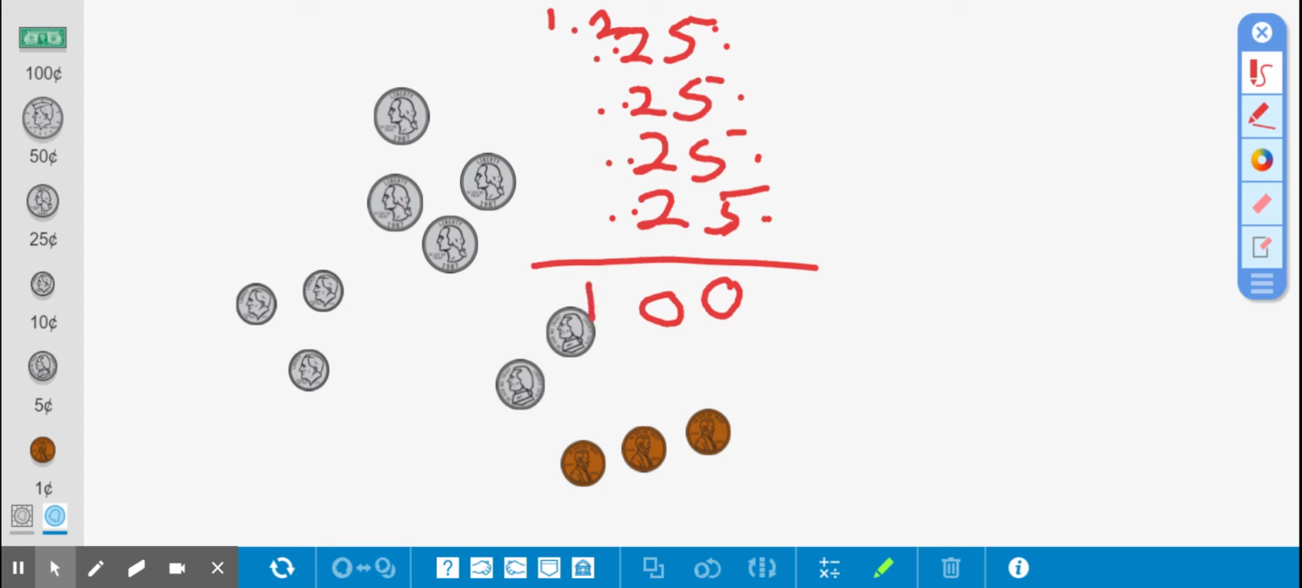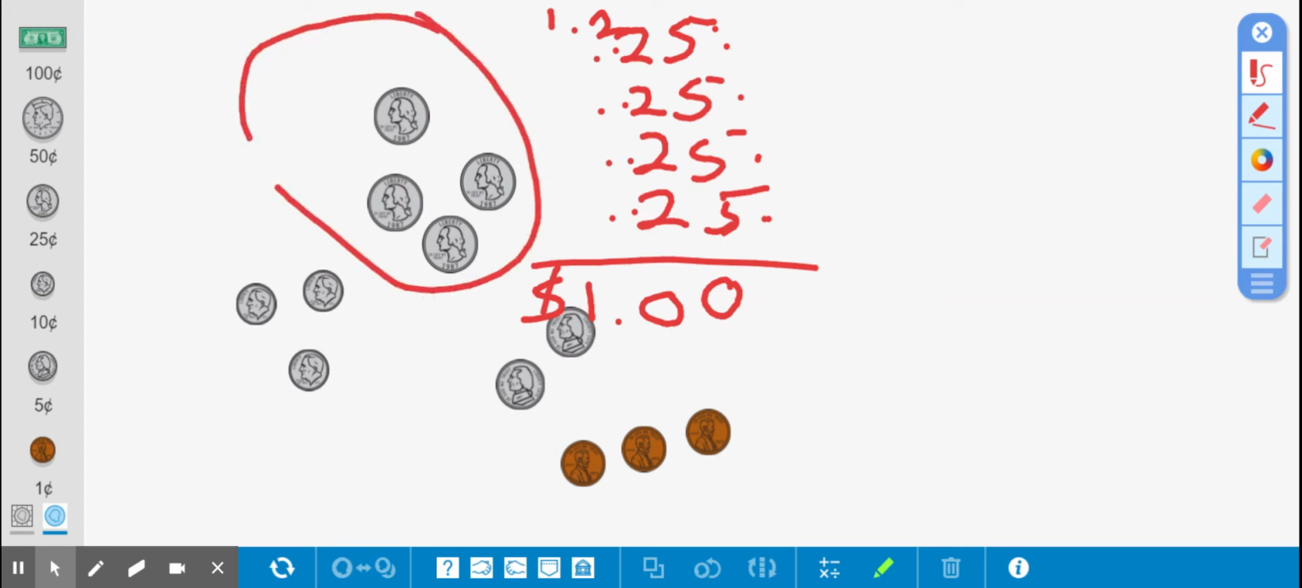Now remember, if we don't write our decimal point in here, we just said that 4 quarters equals $100, and that's not right. So let's make sure that we put our decimal point there and the dollar sign. So we'll make a little bubble over here to say that we've counted the quarters. This is $1.